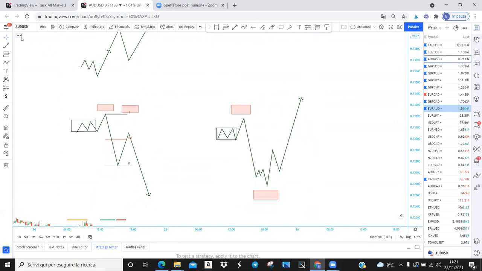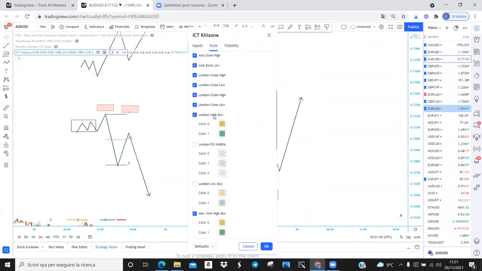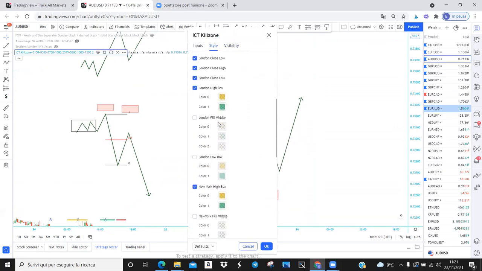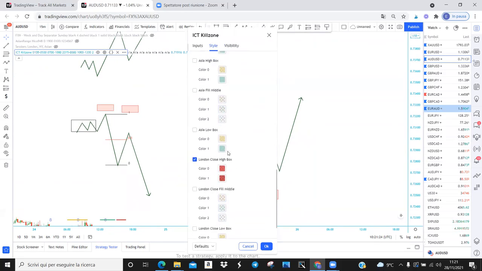Now, how can you see this? We can mark our zones by using this indicator, ICT killzones. Then you go here. If you want to copy, this is what I have. Of course, I took off some things.